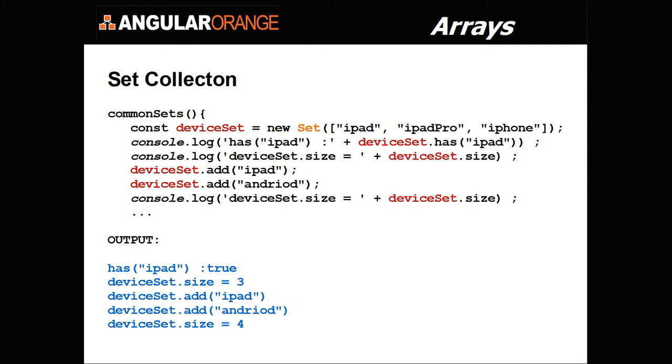The size is 3. You could then add an iPad and add an Android. And what happens is the size is 4. Since it's a set, the iPad being added has no effect because you already have one of those objects in the set with that value. So when you add Android, it actually increases the size to 4, and there's a new value in the set. So now when you log the set, you'll see iPad, iPad Pro, iPhone, and Android.